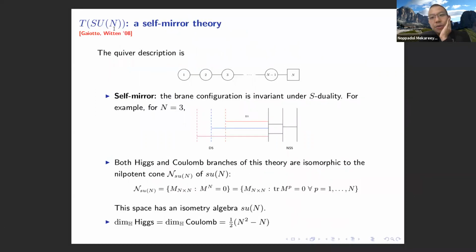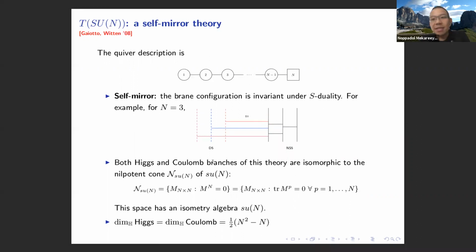So, all the introduction that I gave was to introduce this type of theory. This is called T[SU(N)]. T[SU(N)] is a 3D N=4 theory that has a quiver description. It flows to an infrared fixed point that has interesting behavior. First of all, this theory is self-mirror, meaning that if you apply mirror symmetry, you get the same quiver back. How do we see that? We draw the brane picture and we see that upon swapping NS5 and D5, you get the same picture. So this is invariant under S-duality.